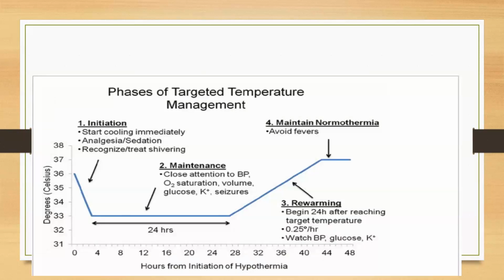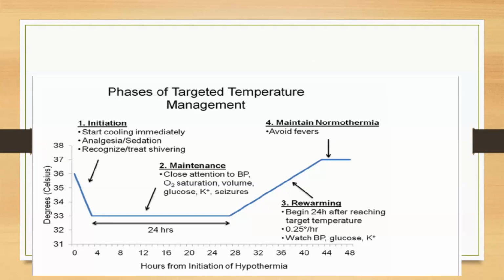So, phases of targeted temperature management. Whenever we are receiving the patient after ROSC, the first step is initiation of the cooling, and we are applying TTM only in patients who remain comatose after achieving ROSC. So the first is initiation, that is, start cooling immediately.